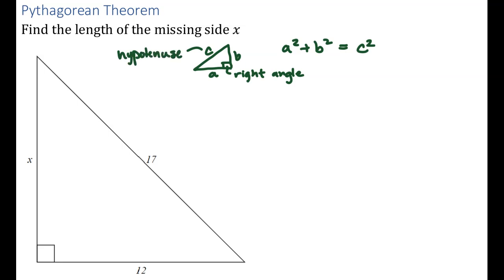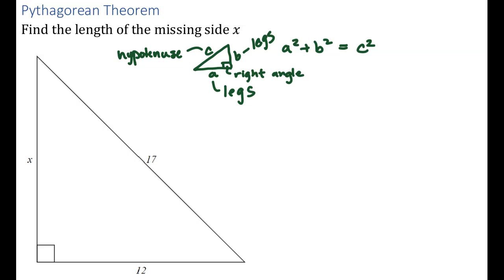So what's really important is that C is the hypotenuse, which is always going to be the longest side or the side directly opposite the right angle. A and B are legs of the triangle, and they are interchangeable in the formula. It doesn't matter which one you're considering to be A and which one you're considering to be B.